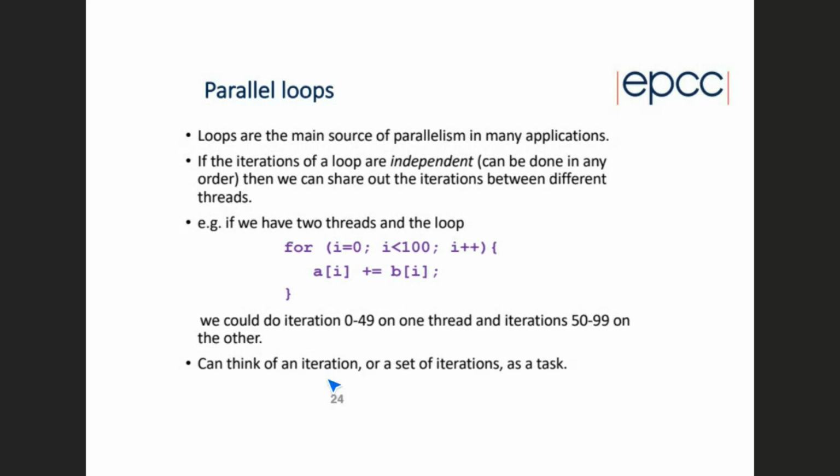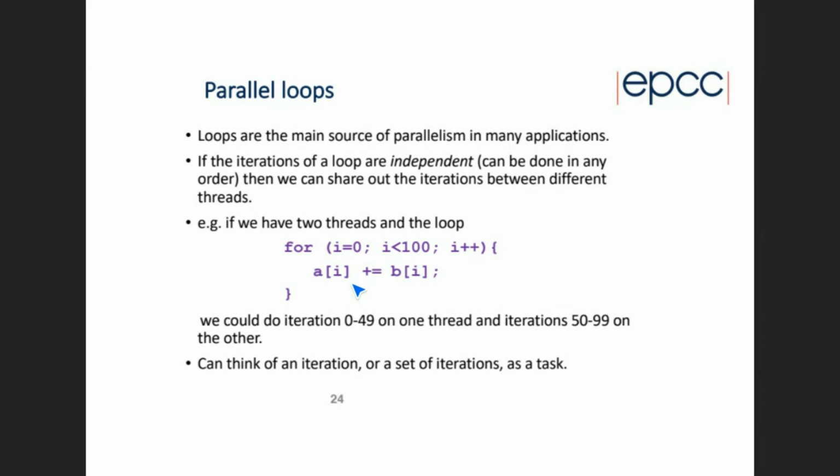For example, if I have a loop like this, it basically just adds the elements of 2 arrays together. Every iteration of that loop can be executed independently. It doesn't matter what order we do those additions in. Then, for example, we could do the first 50 iterations on one thread and the second 50 iterations on another thread. So we can simply divide up the iterations across multiple threads.